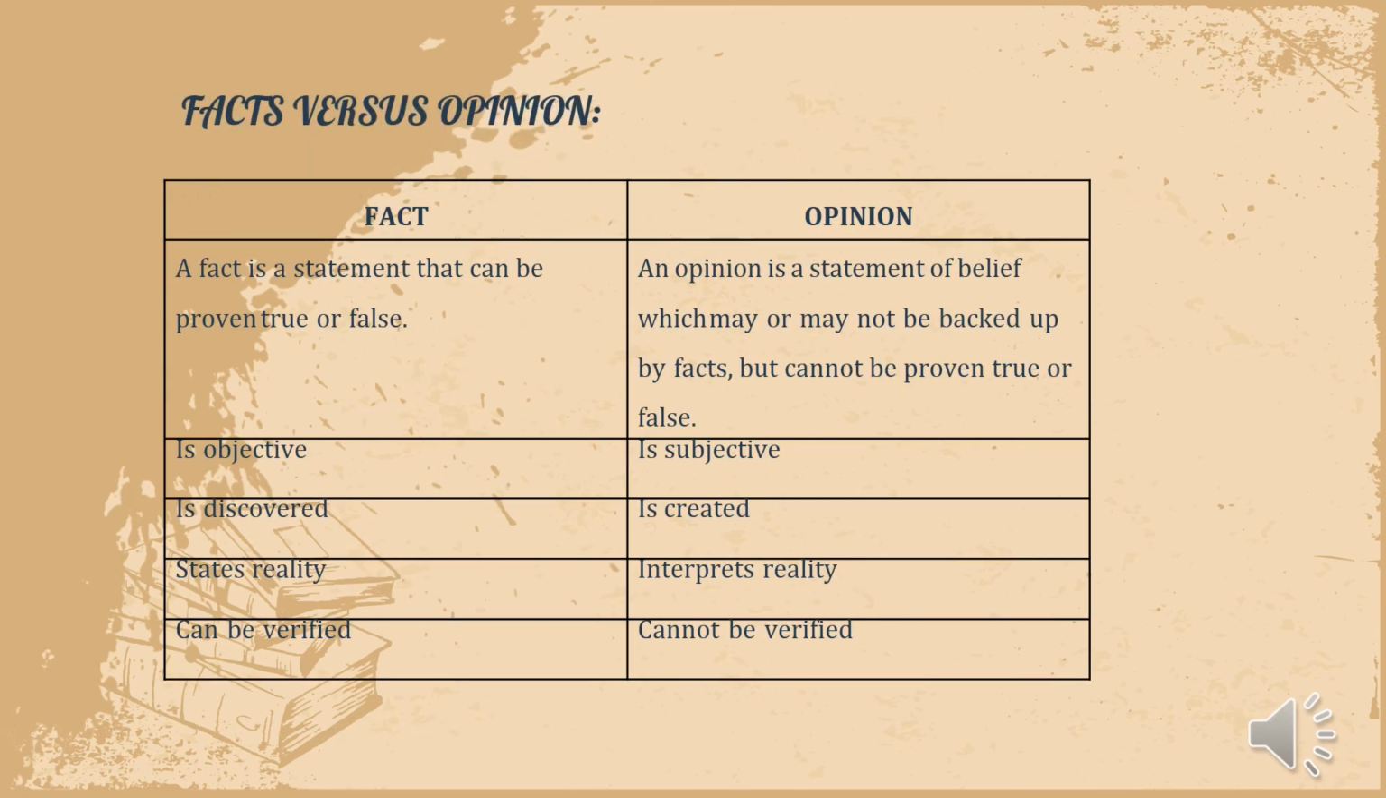And on the last part of our lesson, we must first understand the difference between fact and opinion. A fact is a statement that can be proven true or false. An opinion is a statement or belief which may or may not be backed up by facts, but cannot be proven true or false. A fact is objective. Opinion is subjective. A fact is discovered. Opinion is created. A fact states reality. Opinion interprets reality. A fact can be verified. Opinion cannot be verified. So that is the difference between facts and opinion.